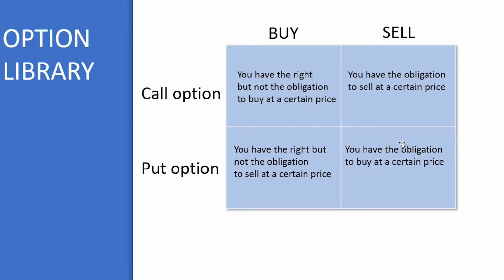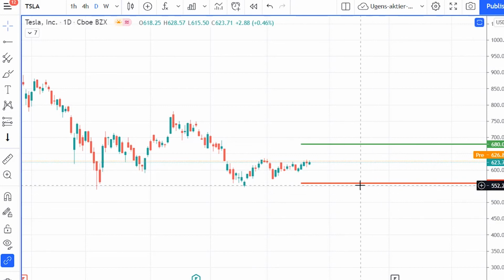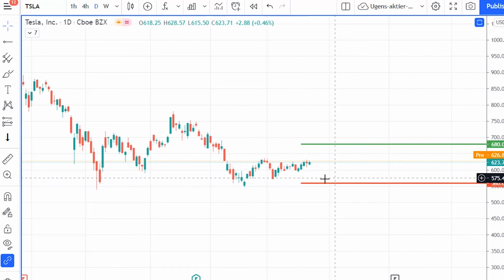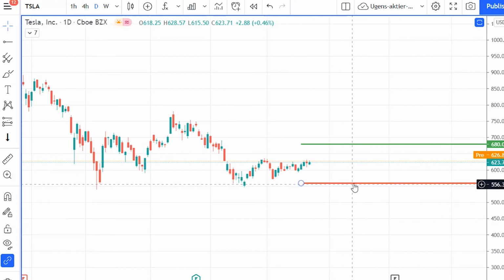Now, on the other side, we can also sell a put option. And again, we are taking on an obligation here, not the right. We now have the obligation. So when I'm selling a put, let's say I think that Tesla is going to the moon, and I'm selling a put option down here at 560, 2 months out in time.